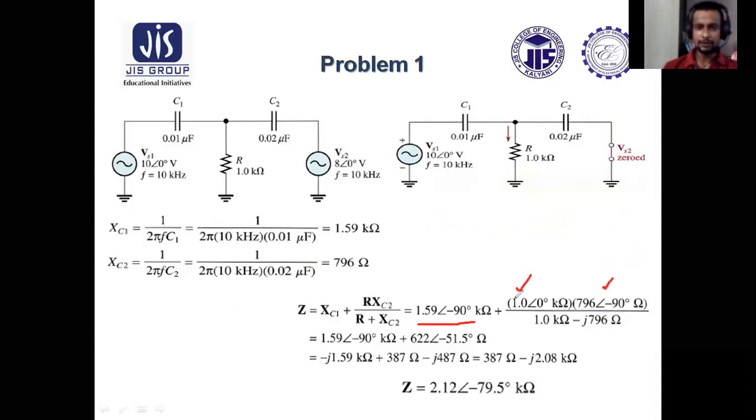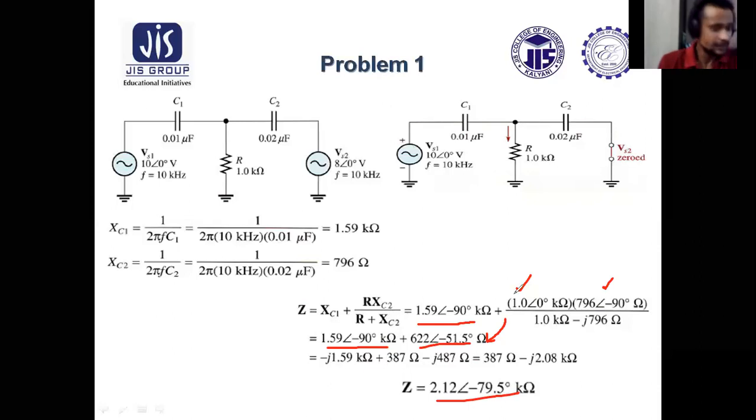So by substituting all these values, we'll get Z equals to this. Now see here, after making this calculation, these are in polar form and we are going to add them. As I told several times, quantities can never be added in rectangular or polar form.